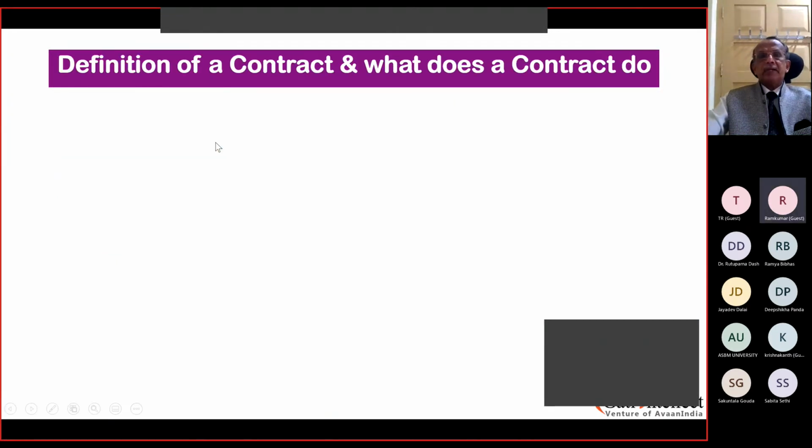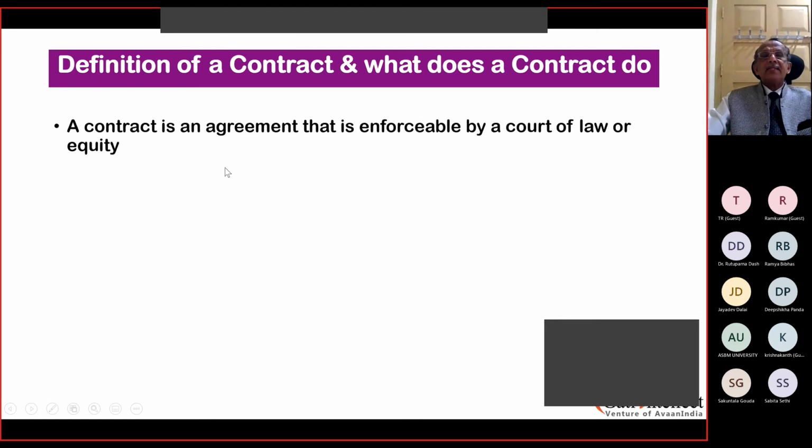Right, let's move on. So let's look at the definition of contract. And what does a contract do? A contract, in simple terms, is an agreement that is enforceable by a court of law or equity. Now, equity is something which you may not have heard. It comes from civil law.